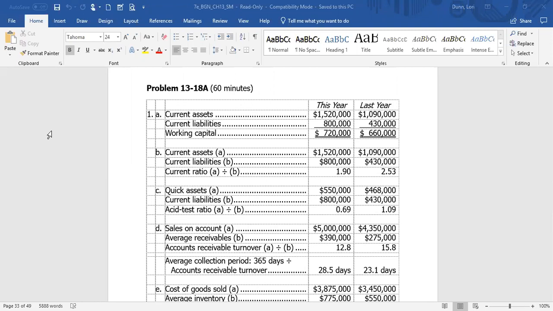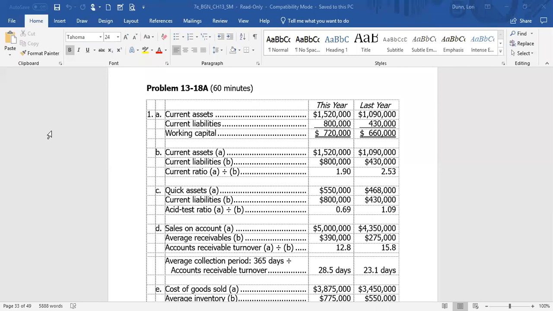So just that ratio, here's what it means. It's the number of times per year, on average, the company collects its accounts receivables. So last year, we collected them 15.8 times on average. This year, 12.8. So we're slowing down on receiving money from our customers.